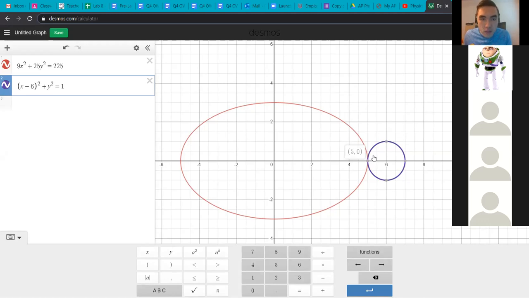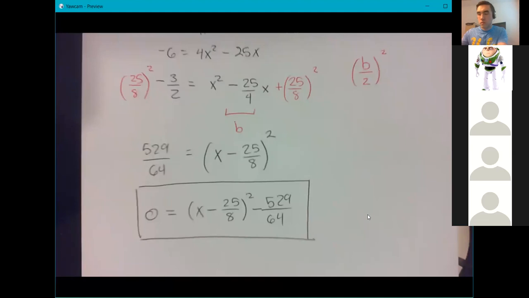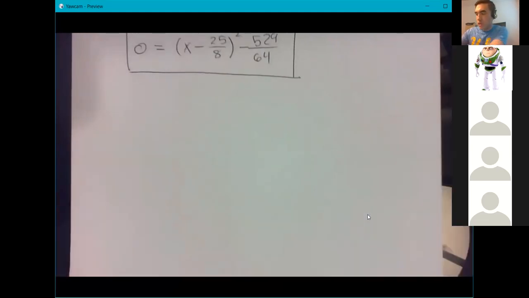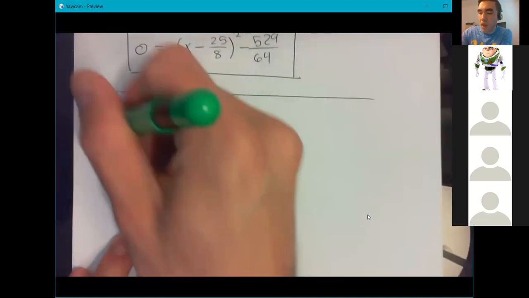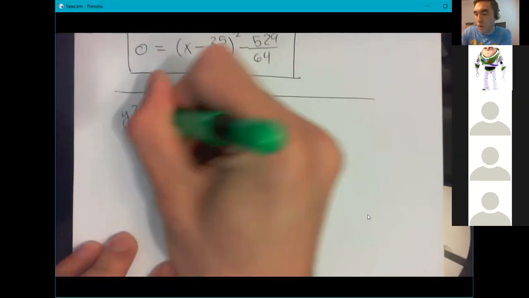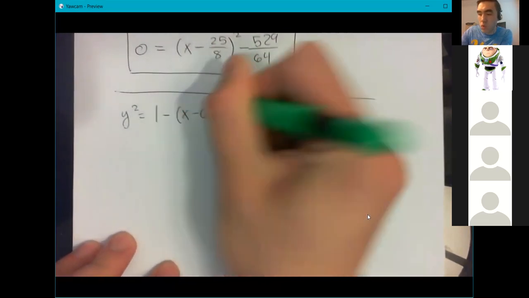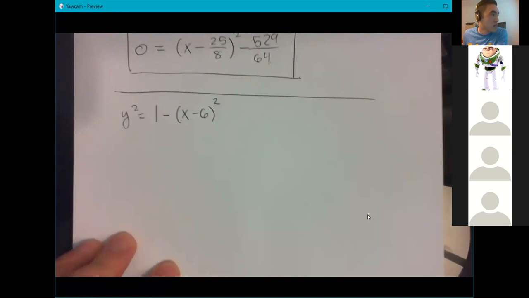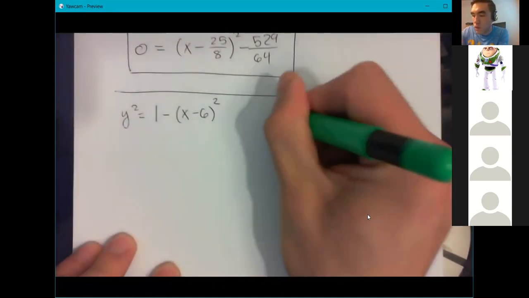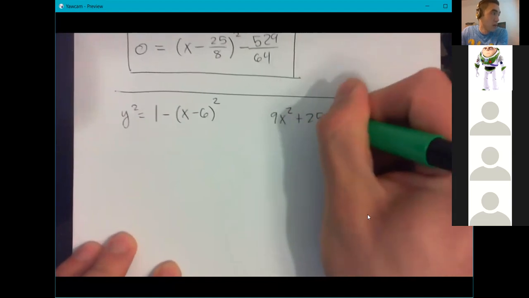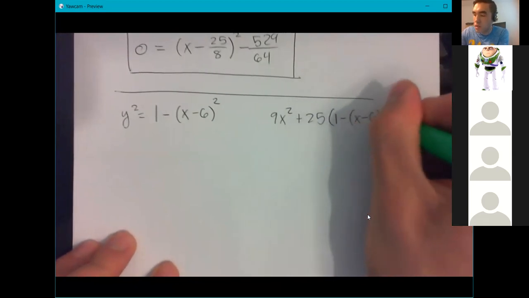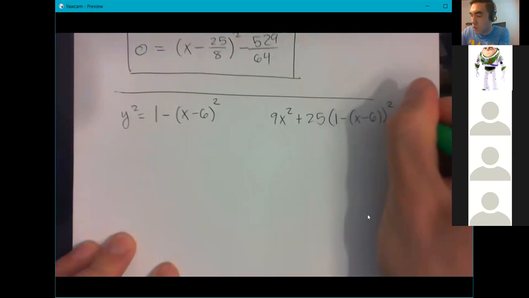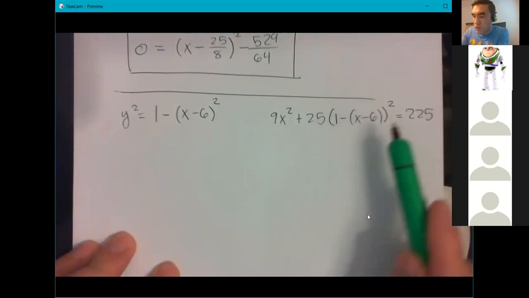Okay, so I'm going to pop back. What we need to do is substitute across that y squared. And so if I take that second equation, the circle, and I solve it for y squared, I'm going to get y squared is equal to 1 minus the quantity (x minus 6) squared. And then I would need to take this and pop it into my equation for the ellipse. So it's 9x squared plus 25 times y squared, and this is y squared, 1 minus (x minus 6) quantity squared, is equal to 225.